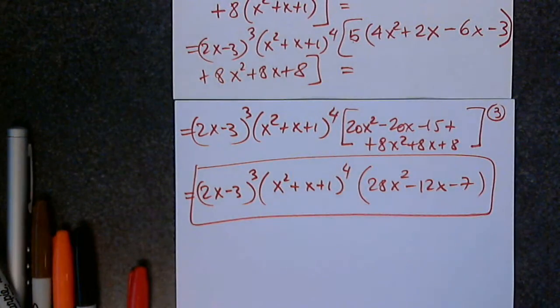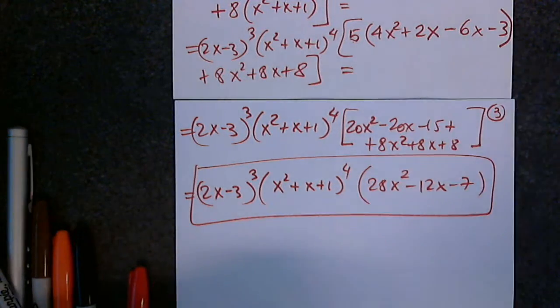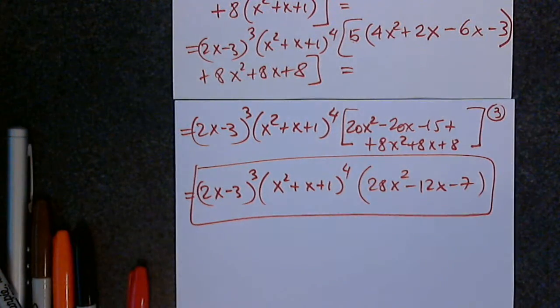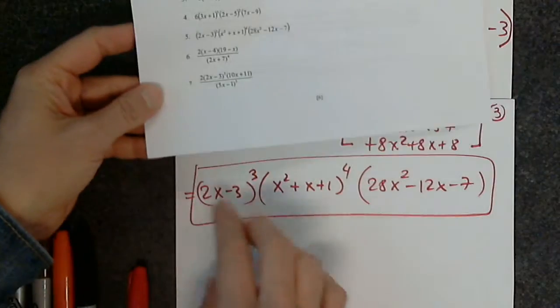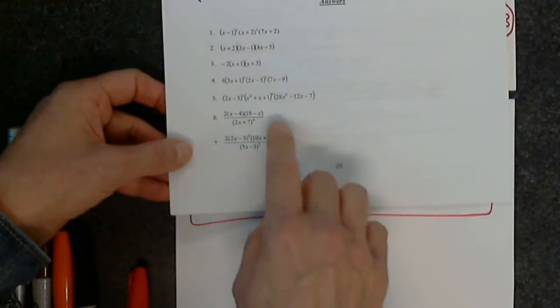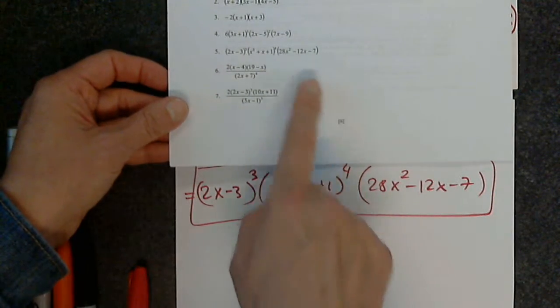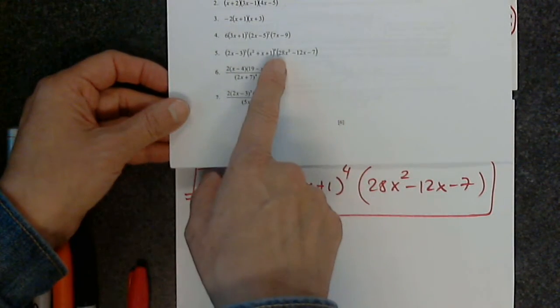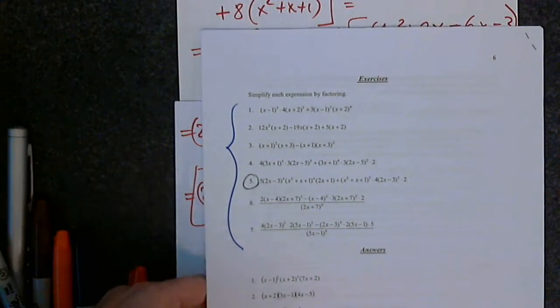As I said, I did not work on this document myself. This was a document created by the math department. So 2x minus 3 to the 3rd, x squared plus x plus 1 to the 4th power. So it will be easy for you to check. Follow all the steps. If there is any other problem, we can do it now. If not, we'll move on.